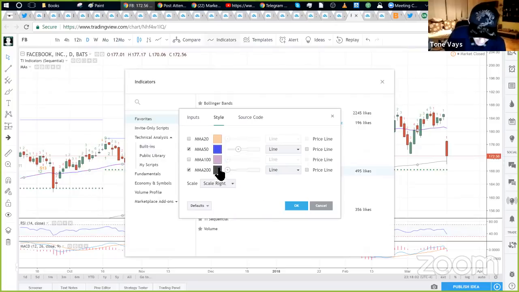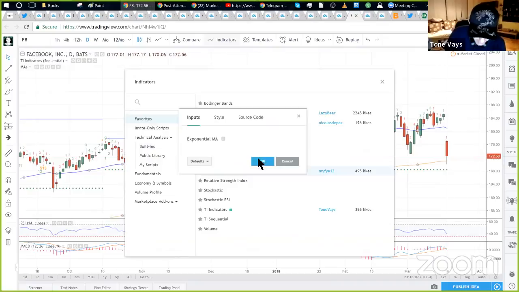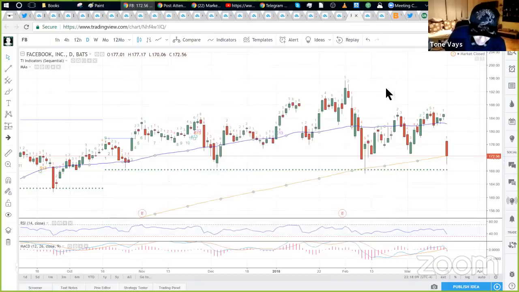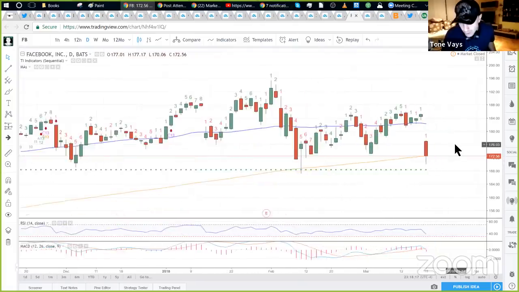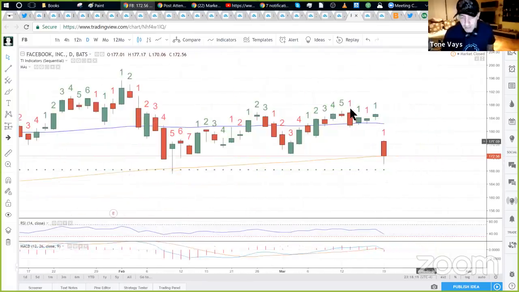Get the moving averages in here. All right, here's the latest code. Well, if you use this code to trade, you see how Facebook has been flipping colors for the prior 4 days? You should not have been in this trade.